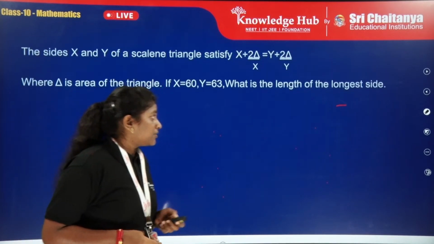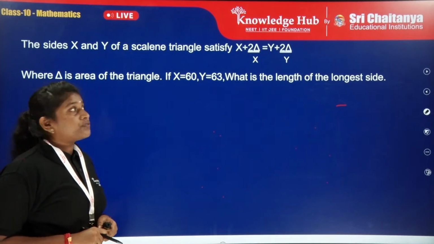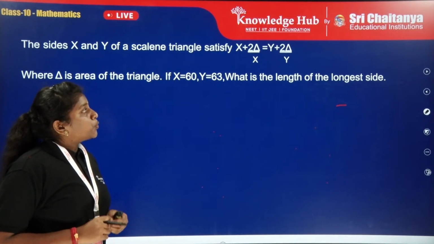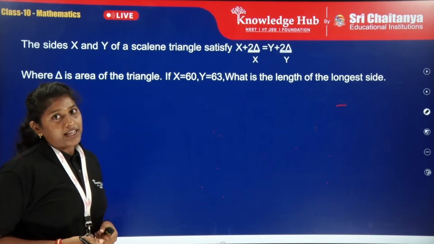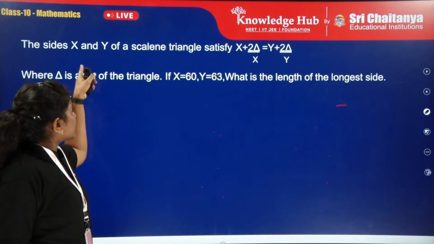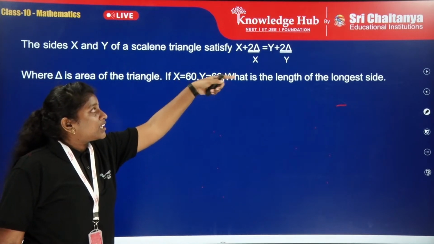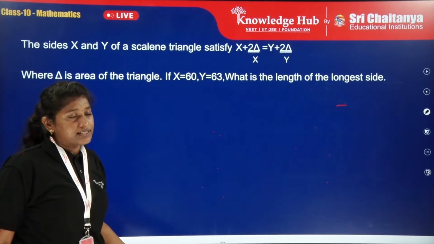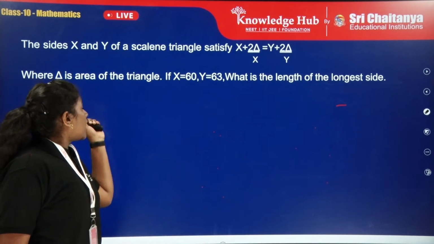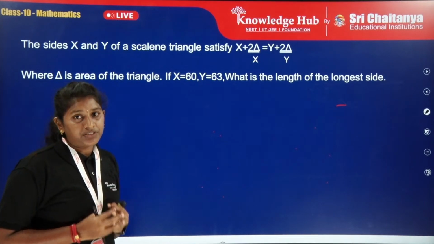So let's see the first question. Let x and y be the sides of a scalene triangle satisfying the condition x plus 2 delta by x equals y plus 2 delta by y. So they gave that x and y are the sides of a triangle, and it satisfies the condition x plus 2 delta by x equals y plus 2 delta by y. Here delta represents the area of the triangle.